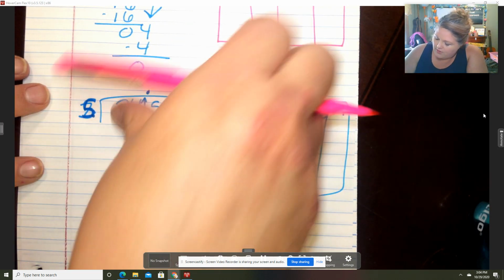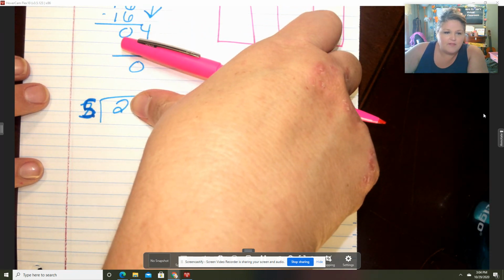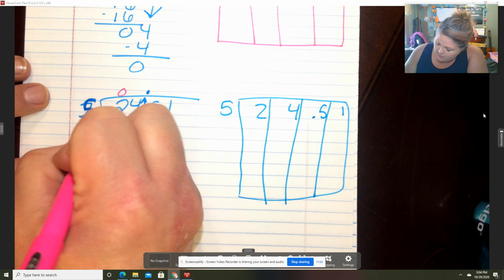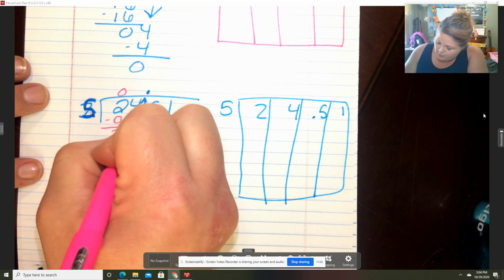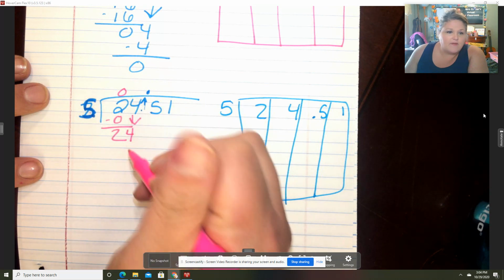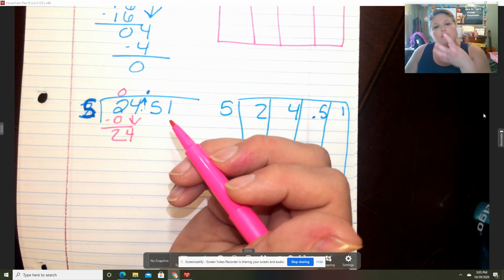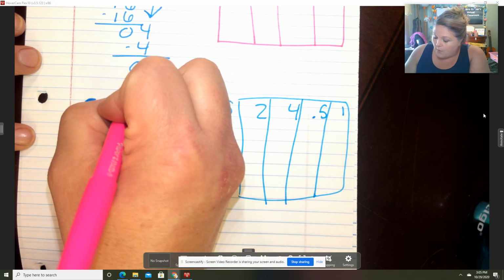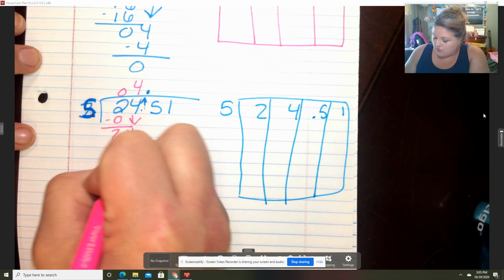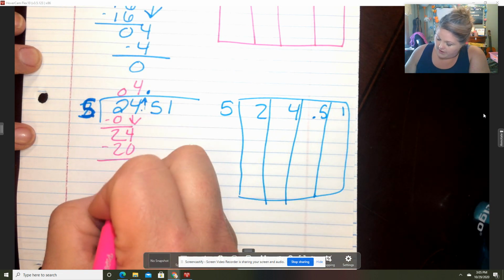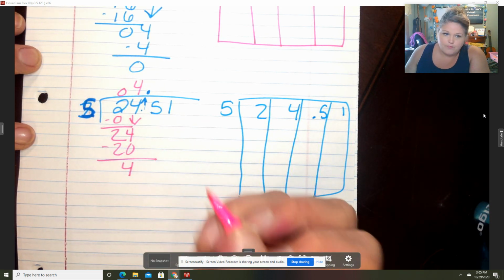All right. Looking at that one at a time, 5 goes into 2 0 times. 0 times 5 is 0. And that is 2. Bringing down my 4. 5 goes into 24. It wouldn't be 5 because that would be 25. So you want to back up and do 4. And 4 times 5 is 20. Okay. 24 minus 20 is 4.